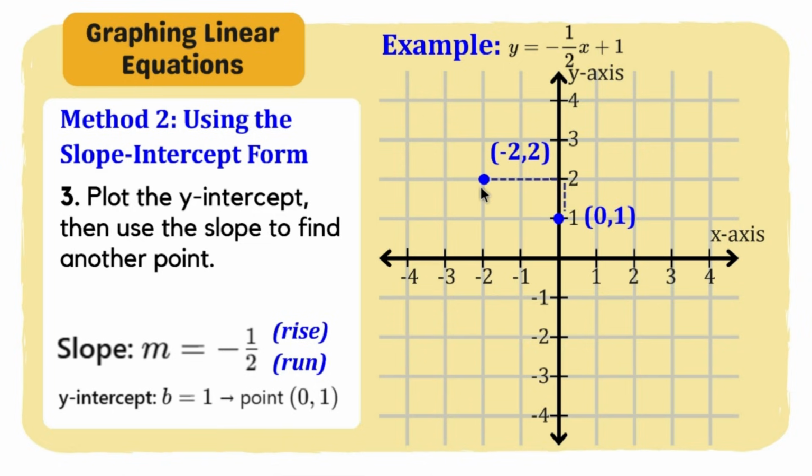Now, if we want to have another point para mas accurate po yung ating line, pwede naman po. So, again, using our rise, which is positive 1, paakyat, and then 2 ang ating run going to the left, so we have 2 units. This is our third point, which is negative 4 and then positive 3. Ito po yung coordinates niya.